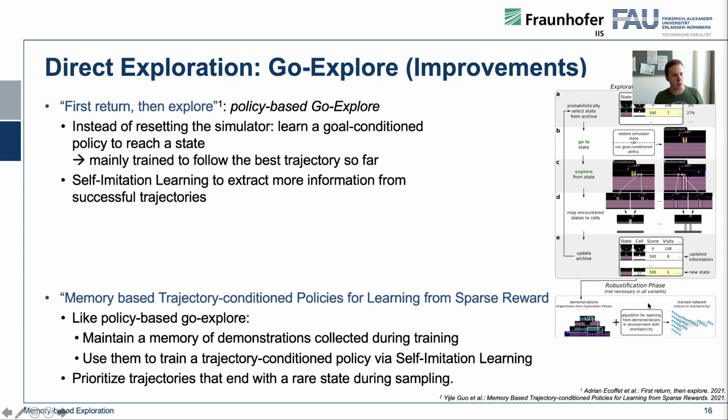There's also a second work called memory-based trajectory conditioned policies for learning from sparse rewards, which is very similar. It's like policy-based Go Explore and above. However, they maintain a memory of demonstrations collected during training. In this case, they didn't use self-imitation learning, and what they do is prioritize trajectories that end with rare states during sampling. That's also a difference. However, both of these papers are really similar in practice, so they build on the same idea and have the same motivation.